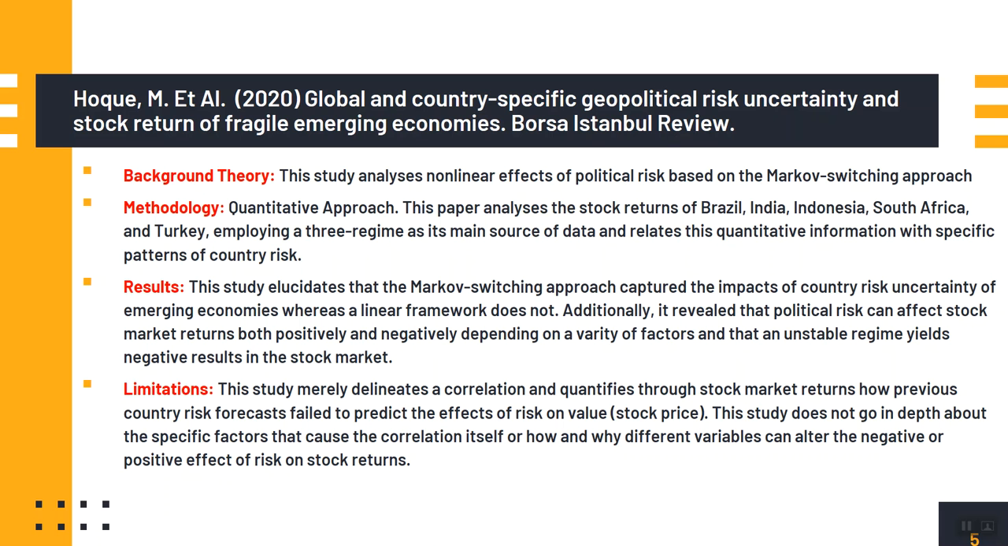The results of this is that it elucidates how the market switching approach works in capturing the impacts of country risk where a linear framework does not. And also it reveals that political risk can affect stock market returns both positively and negatively, but it does depend on a variety of factors. And that unstable regime will almost always yield negative results on the stock market.